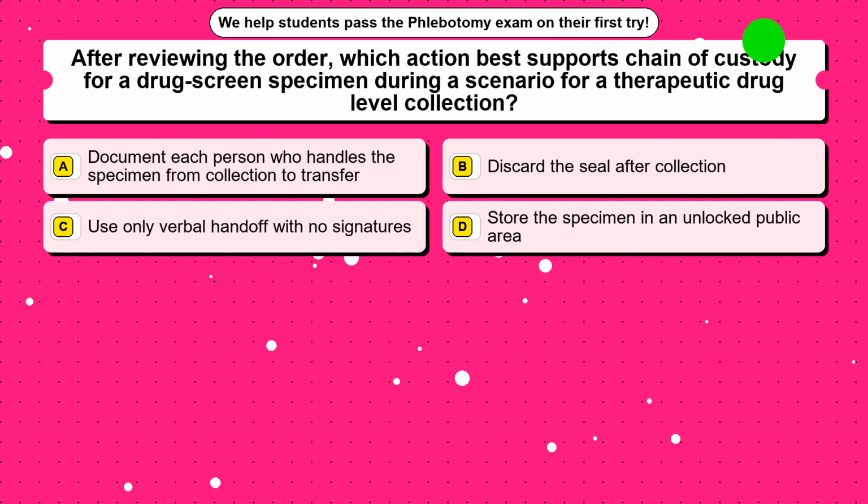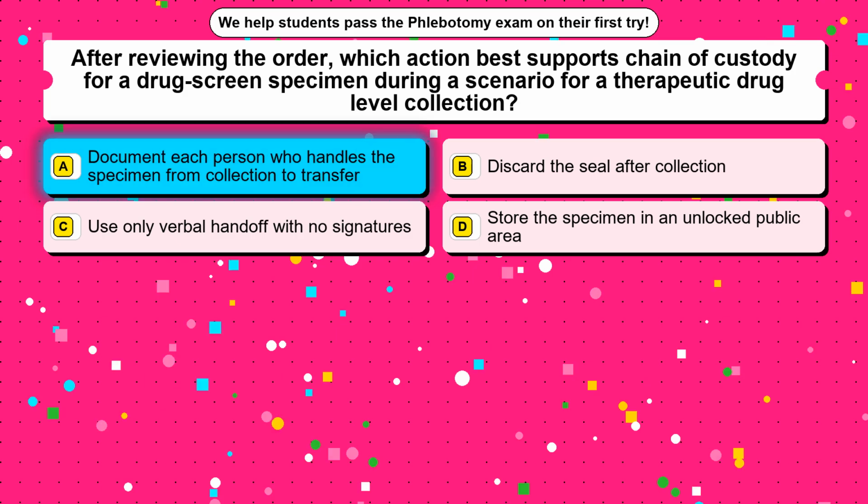Question 47. After reviewing the order, which action best supports chain of custody for a drug screen specimen during a scenario for a therapeutic drug level collection? Option A. Document each person who handles the specimen from collection to transfer. Option B. Discard the seal after collection. Option C. Use only verbal handoff with no signatures. Option D. Store the specimen in an unlocked public area.